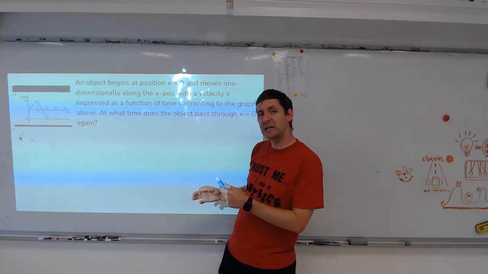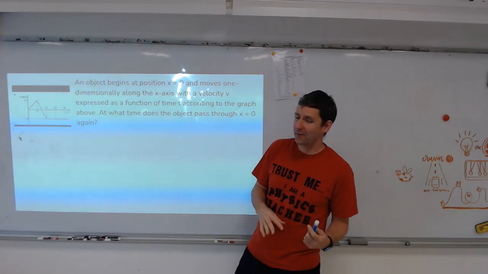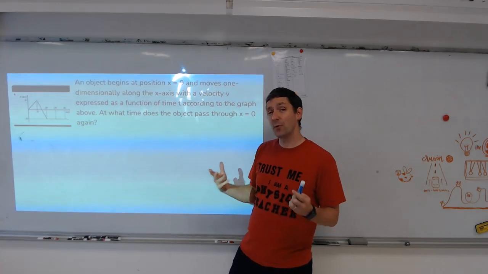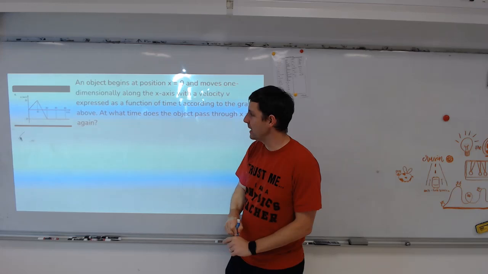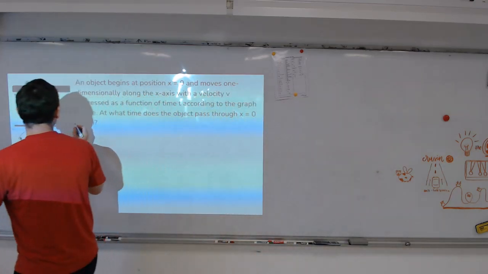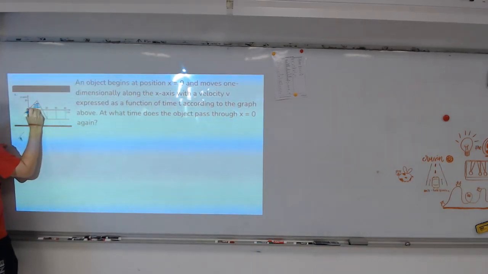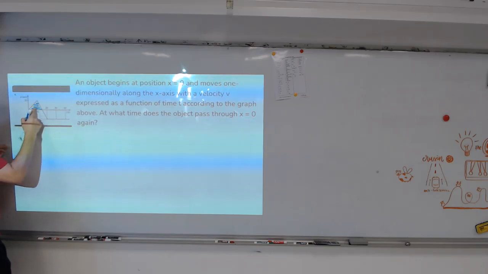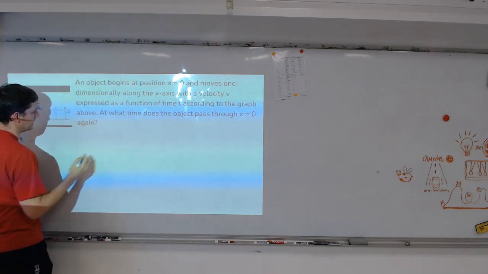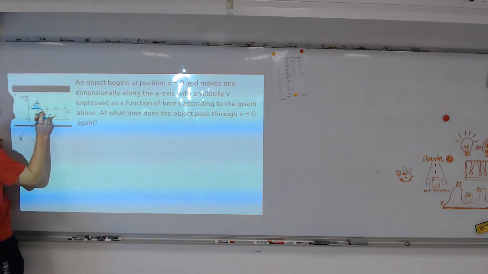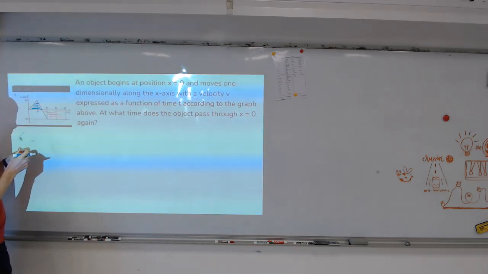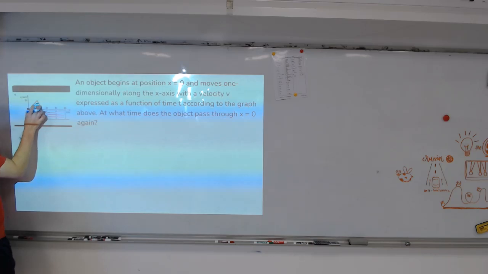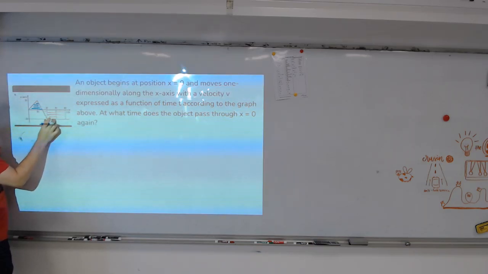How do we get displacement from a velocity versus time graph? Well, hopefully you remember that it comes from the area under the graph. All right? So this would be a positive area. That would all be a positive displacement. And then this would all be a negative displacement. So what I really need to do is figure out how far did it go to the right to figure out how far does it need to go to the left to come back.